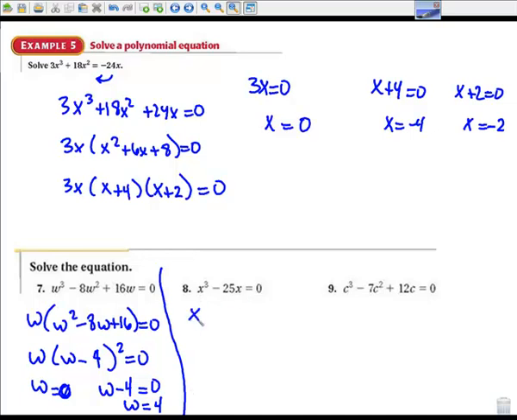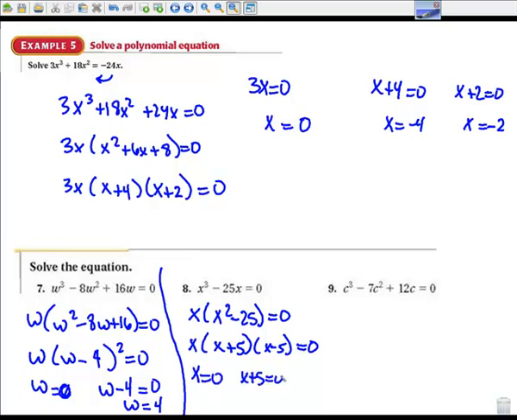On this one I can factor out an x. That gives me x squared minus 25 equals 0. This is the difference, sum and difference here. So the square root of x squared is x. The square root of 25 is 5. And it's plus and minus. So I end up with x equals 0. And I set each of these to 0. So I get x equals negative 5 and x equals positive 5.